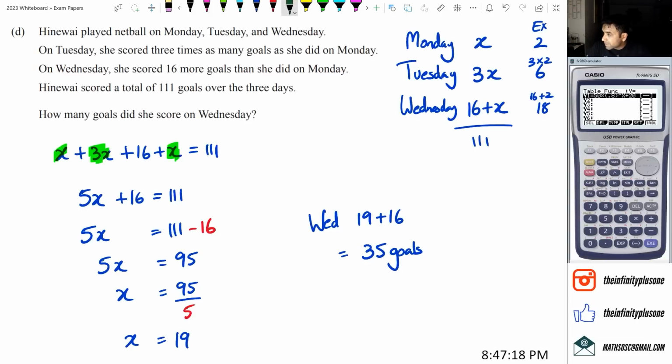So grades wise, you've got to form a correct equation in order to solve the problem. That's part of it. You could get an achieved just at that top line there. For merit, it's fairly obvious. You've got to get that 35 goals to actually get a merit. Okay, that's pretty much it for this question.